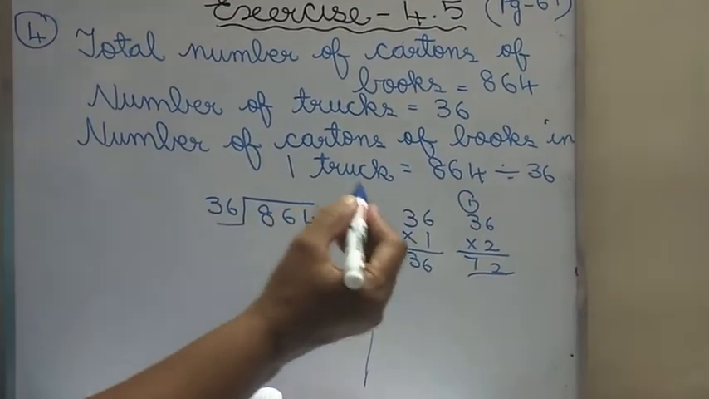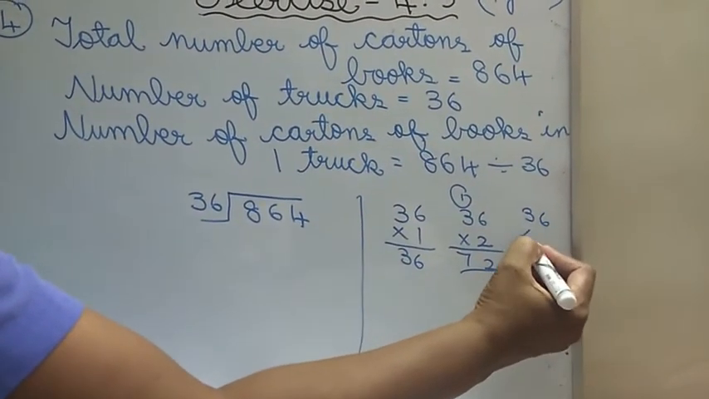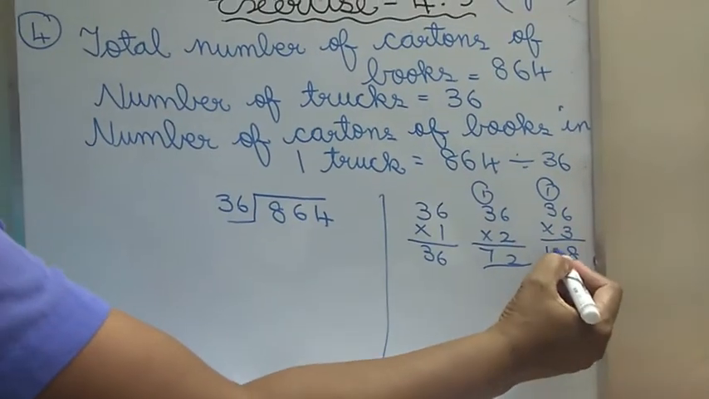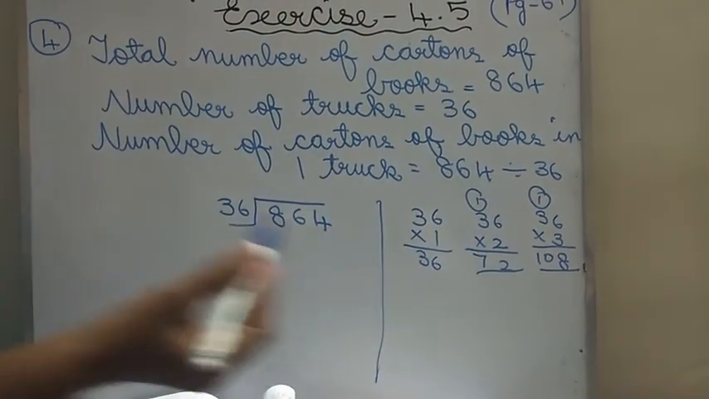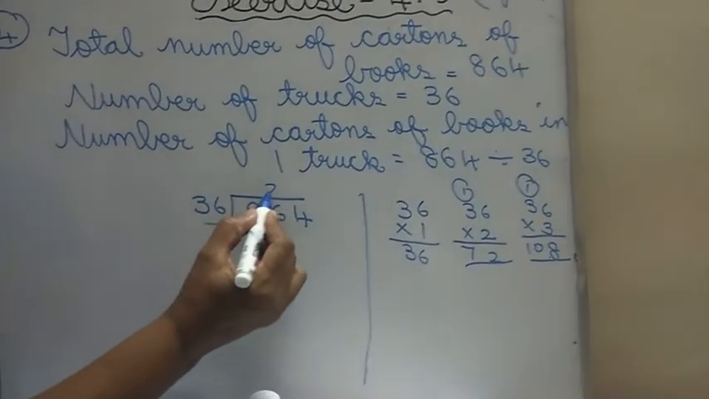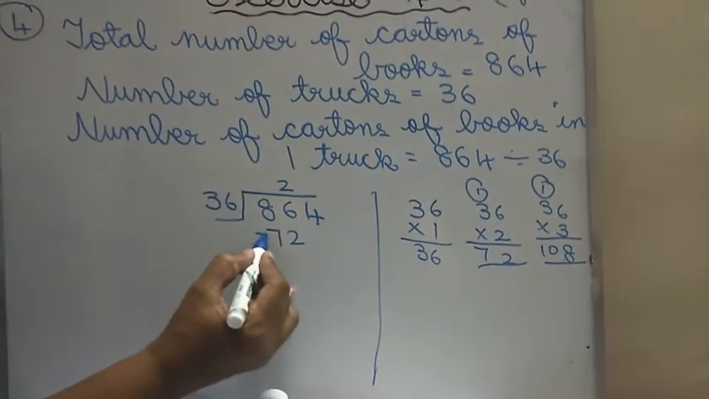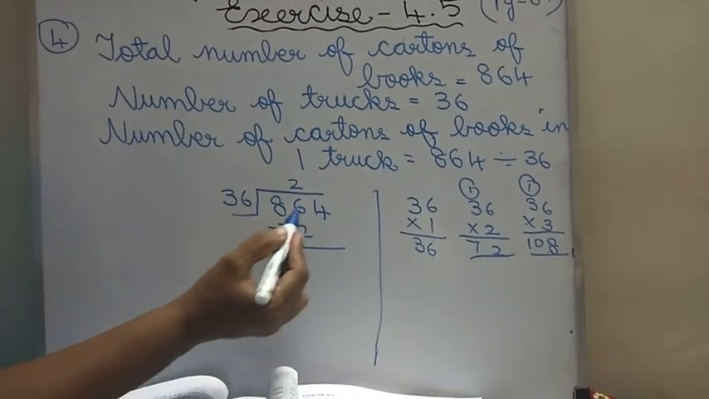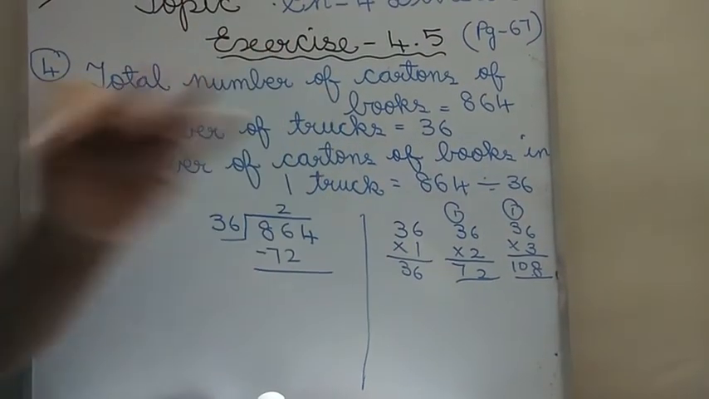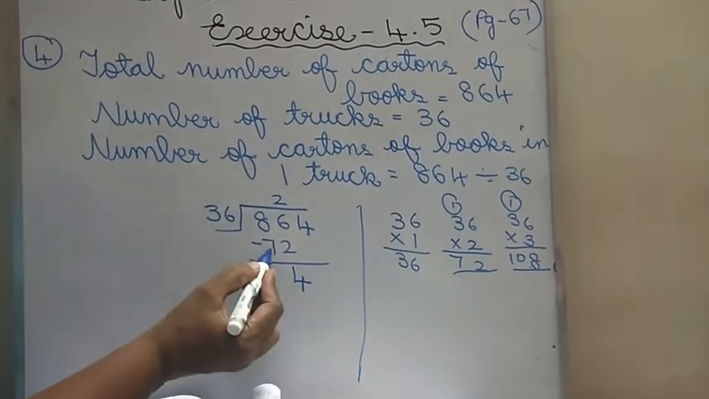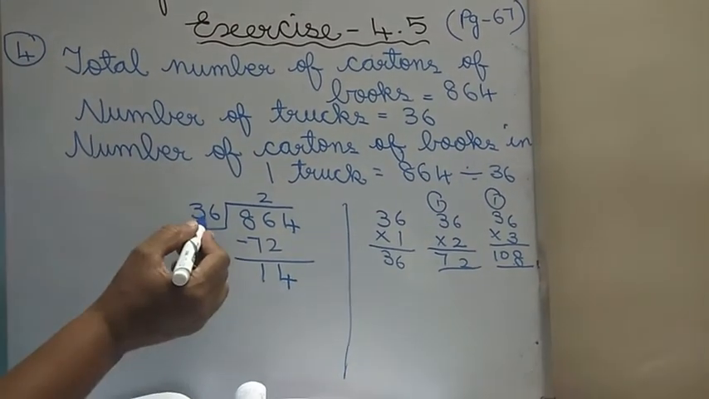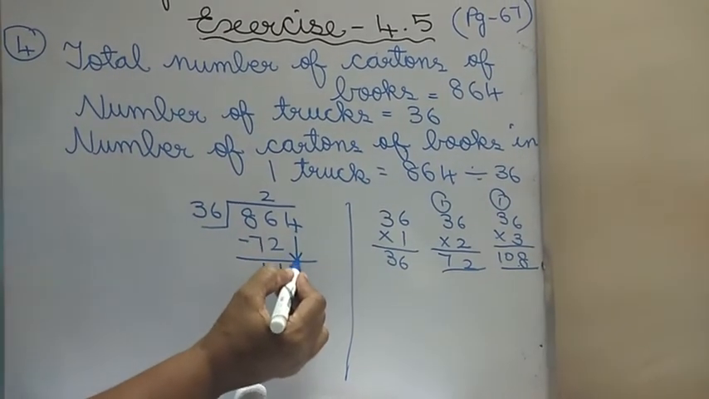Isn't it, children? So what again? 36 into 3. 3 6s are 18. 3 3s are 9, 9 plus 1, 108 will come. We can't put 108, isn't it? So what will come? 36 2s are 72. So 86 minus 72. After 2, if you count up to 6, what will come? 3, 4, 5, 6, 4. After 7, if you count up to 8, what will come? 1. So the 14 will not be divided by 36. So what you have to do? We have to bring down this 4 again.